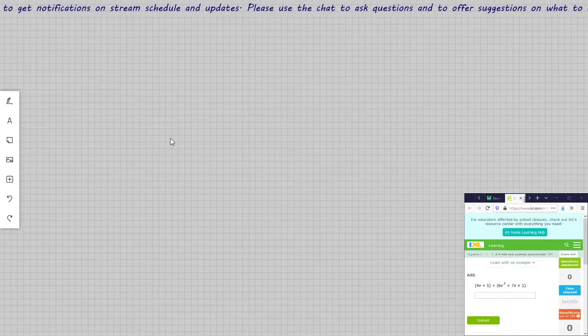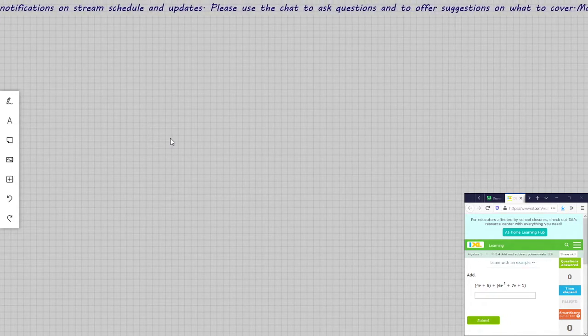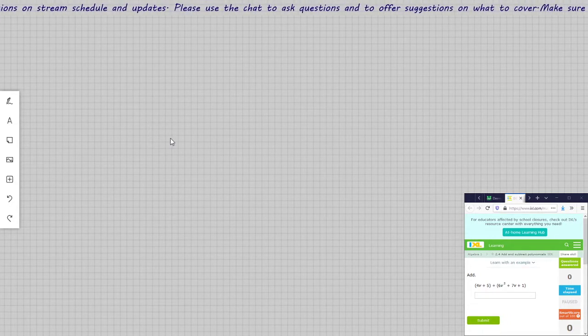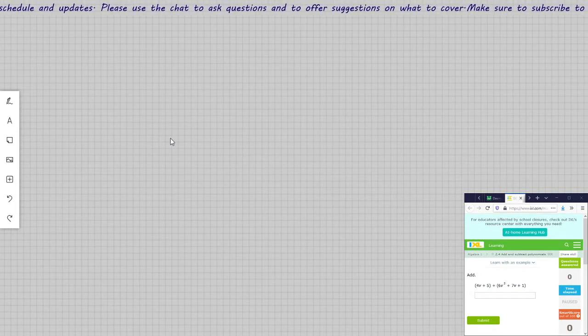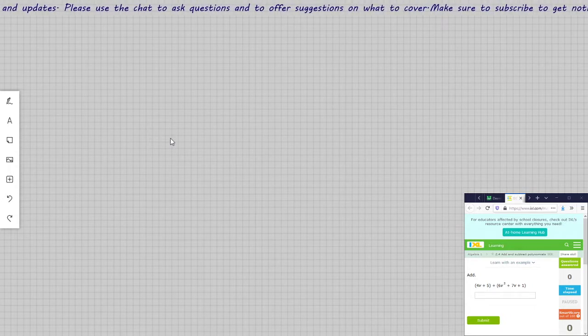So for today, I was going to go over some algebra stuff for a little bit, and then I'll go into pre-algebra to go over some of the new material. The last little bit of the new material for pre-algebra is going to be changing attributes.